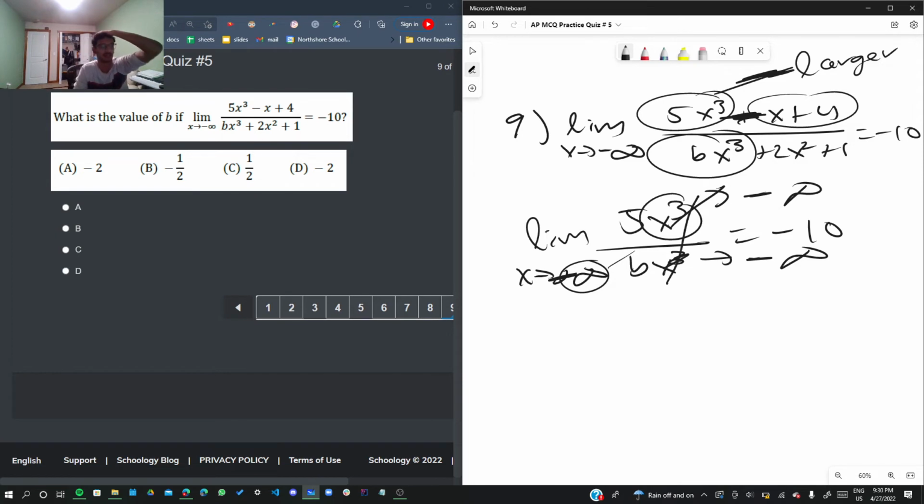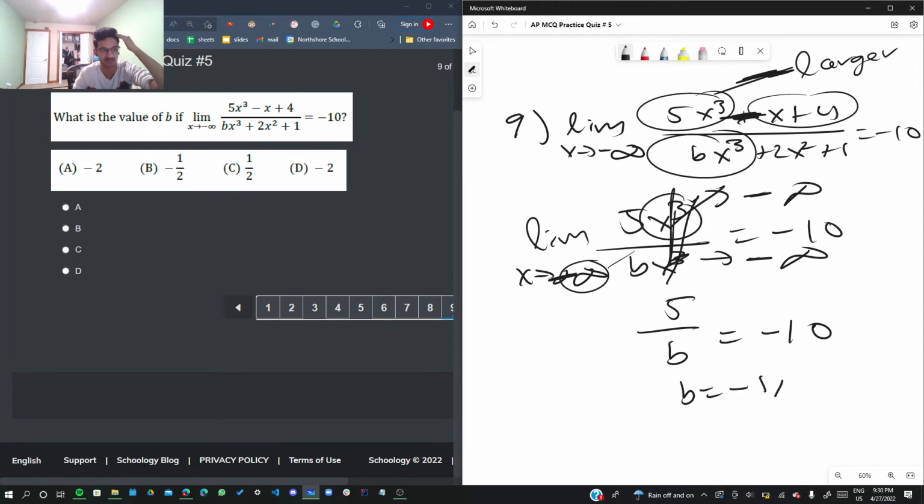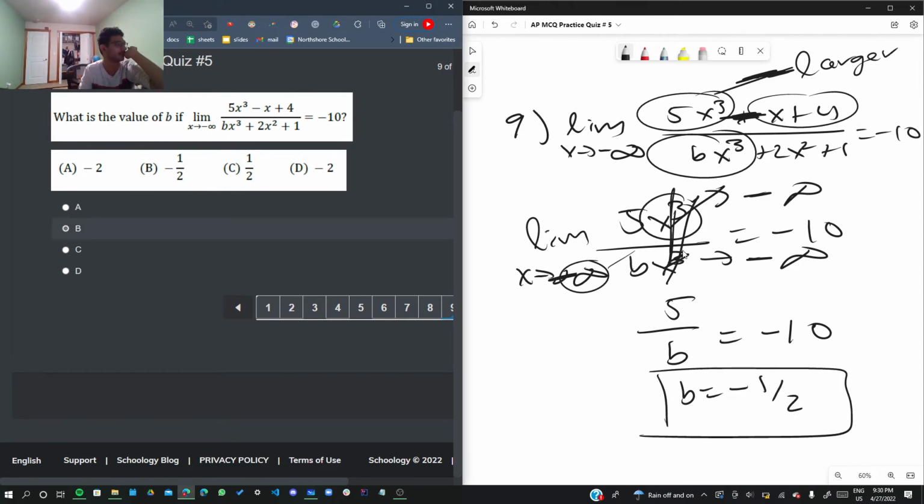So honestly, you can just cross this out, right? x cubed is on the top. So you have 5 over b is equal to negative 10. And then if you do the math, what do you divide by? b is equal to negative a half. So that is b right there.